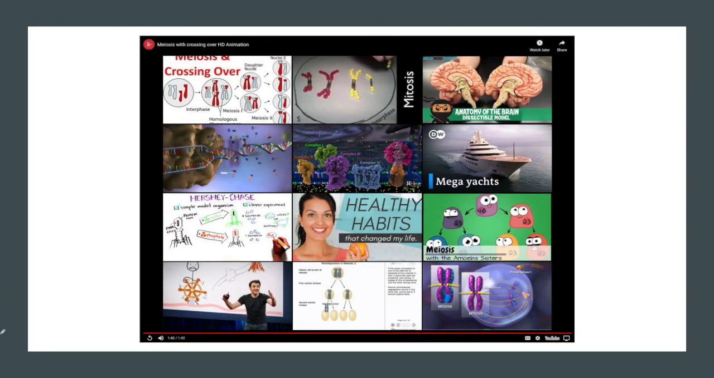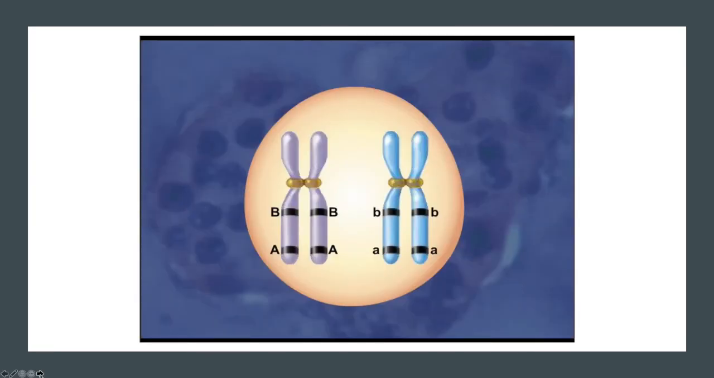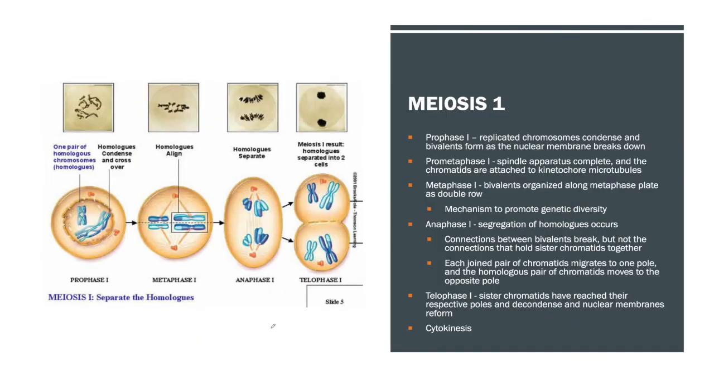All right, so that's how we get crossing over and some genetic diversity in the crossing over events. So in meiosis 1, during prophase 1, we'll see that crossover event, the formation of bivalents after chromosome condensing. In prometaphase 1, which is not pictured here on the left, the spindle apparatus becomes complete. Chromatids start attaching to those kinetochore microtubules, and the rest of what happens in metaphase, anaphase, and telophase 1 is identical to what happens in mitosis.